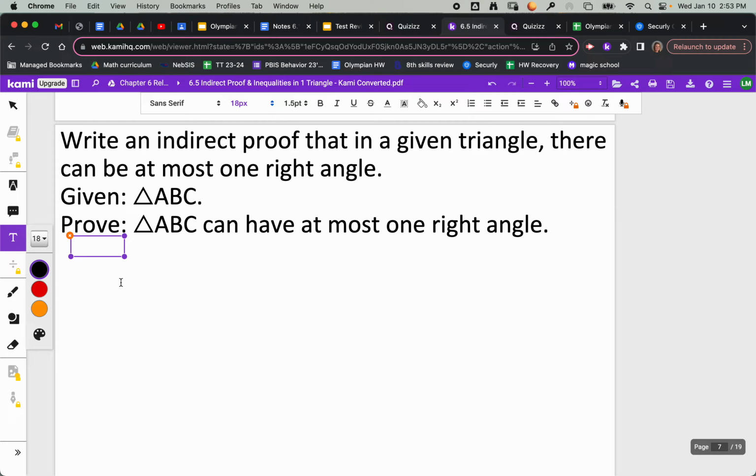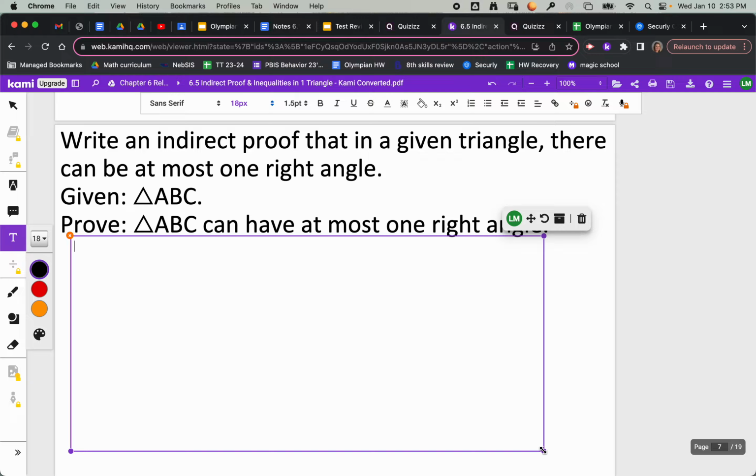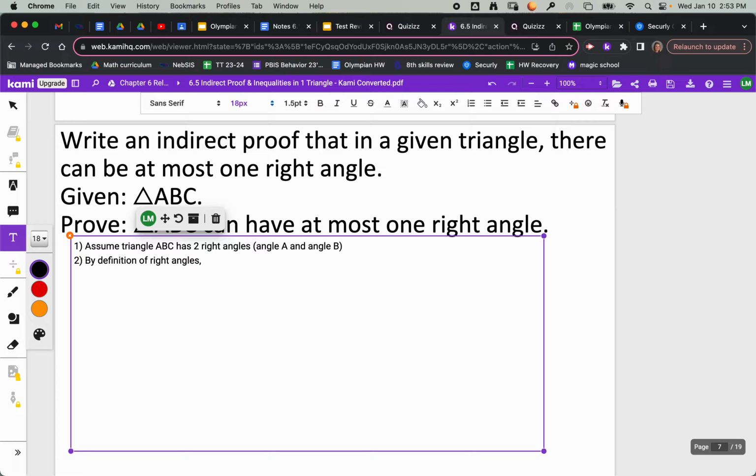Okay? So let's start by writing down our first step. Identify the statement that you want to prove. So assume triangle ABC has 2 right angles. And we're trying to prove that, maybe let's say that's angle A and angle B. Then step 2, it says by definition of right angles, A has to equal 90 degrees and B has to equal 90 degrees.